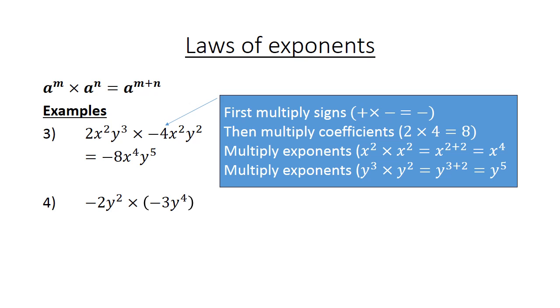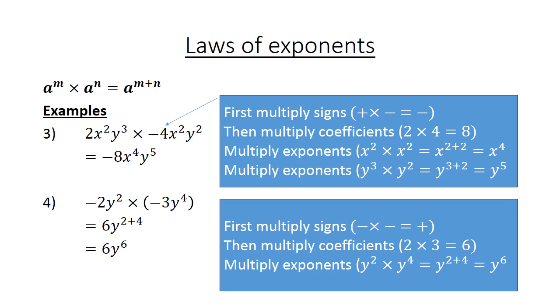Number 4, in brackets, negative 2y to the power of 2 times, in brackets, negative 3y to the power of 4, close brackets. The answer is equal to 6y to the power of 6. And this is how we have calculated it. A negative times a negative is equal to a positive. 2 times 3 equals 6. And y to the power of 2 times y to the power of 4 equals y to the power of 6.